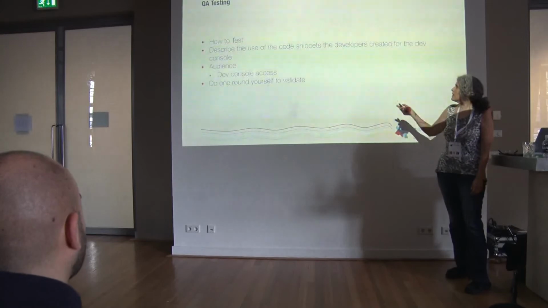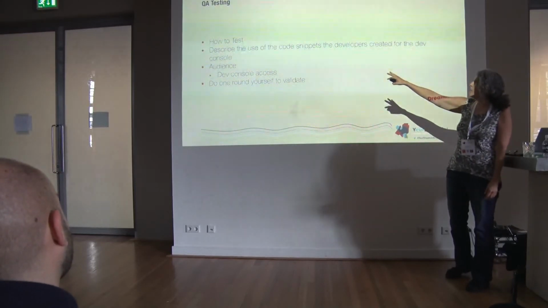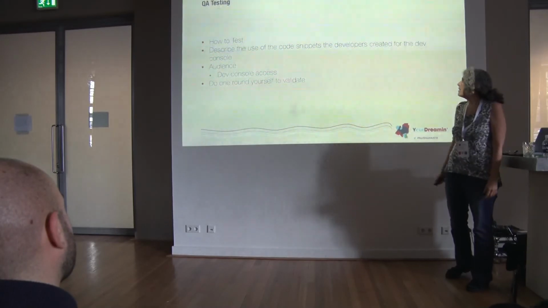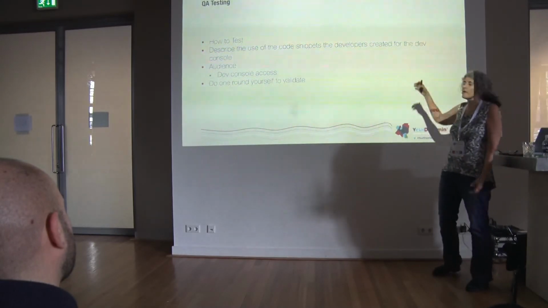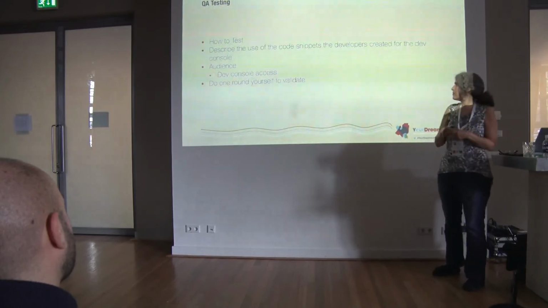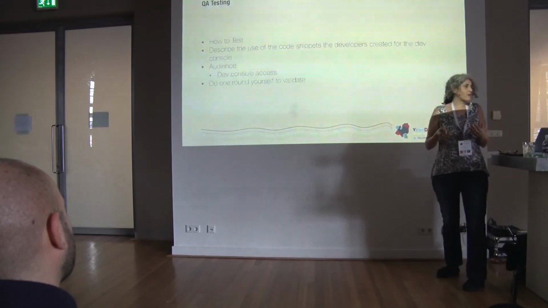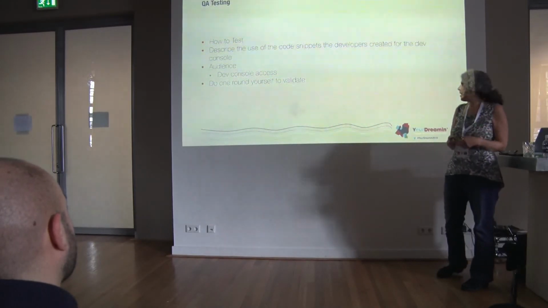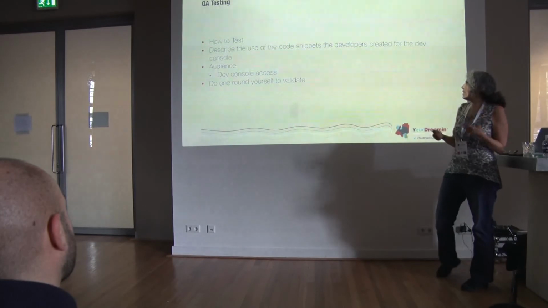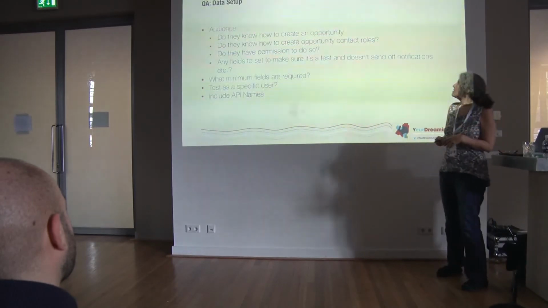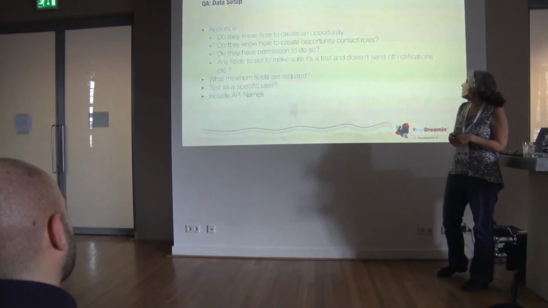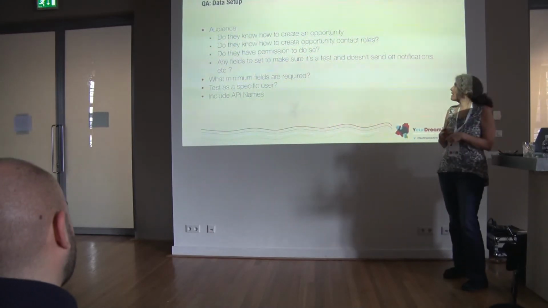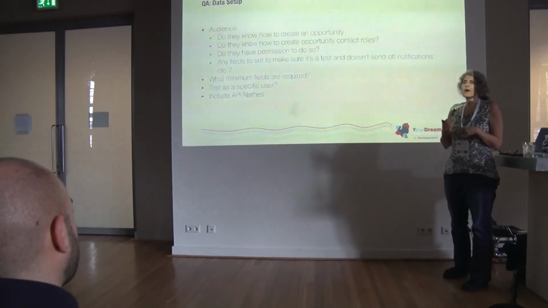So if we think about it, I'm going to go into how do you actually test this functionality? I might describe how to use the code snippet they wrote for me in the developer console. I have to think about my audience. Do they even have access to the developer console? Have they ever used it before? Is this appropriate for the audience? I'm going to do one round myself to test. So I'm also going to have to think about my audience in terms of how I end up writing the functional spec. Do they know how to create an opportunity?